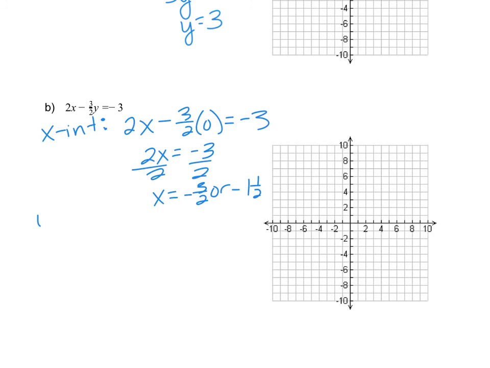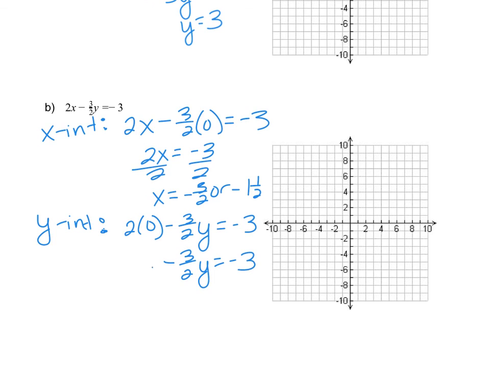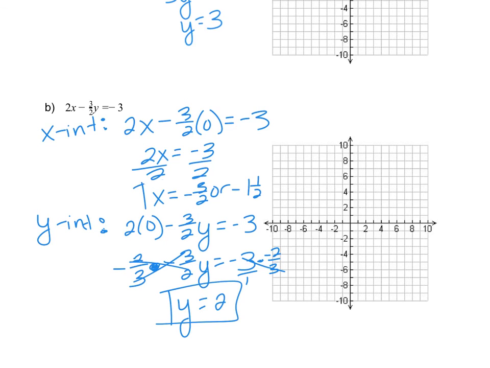Okay, the next one, let's find the y-intercept. So you have when x equals 0, so it'll be 2 times 0 minus 3 halves y equals -3. So -3 halves y equals -3. Multiply by the reciprocal. So you get rid of that. So those cancel, and you have y equals, and it's a negative times a negative, so it's going to be positive. Those 3's cancel, so you have +2. So that's the y-intercept, and this is the x-intercept.